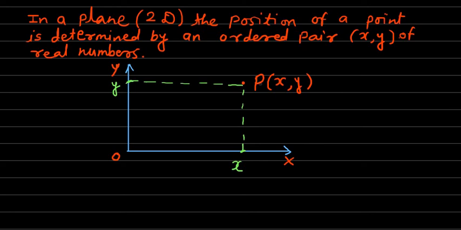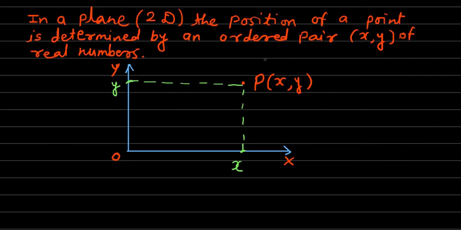So whenever we say that the coordinates of the point P are (x, y), it means that the foot of the perpendicular drawn from the point P on the x-axis falls at x, and similarly the perpendicular drawn from the point P on the y-axis meets the y-axis at the point y. And obviously we know that the intersection of the x and y axes is the origin, which we denote by O.